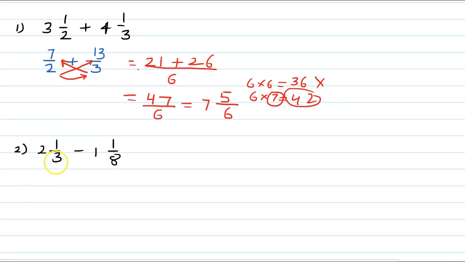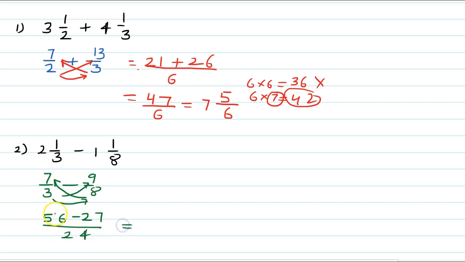Let's see this one. So 3 times 2 is 6 and plus 1 is 7, so it is 7 over 3. Now 8 times 1 is 8 plus 1 is 9, so 9 over 8. So let's multiply U. 8 times 7 is 56, multiply U. 3 times 9 is 27 and multiply this. 3 times 8 is 24.